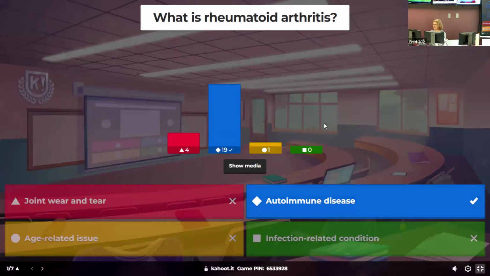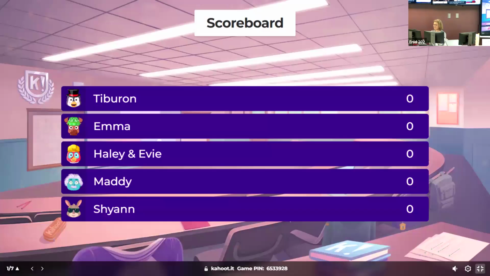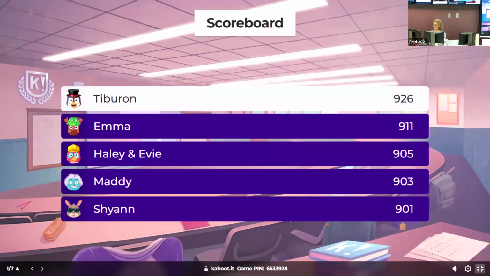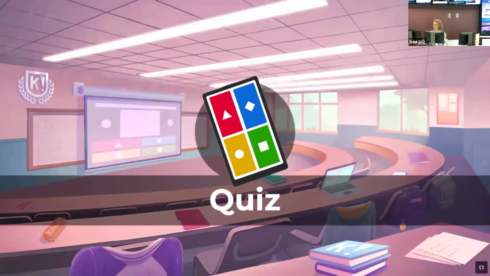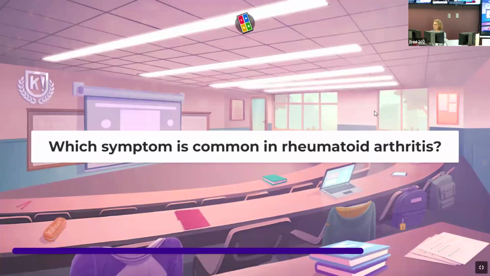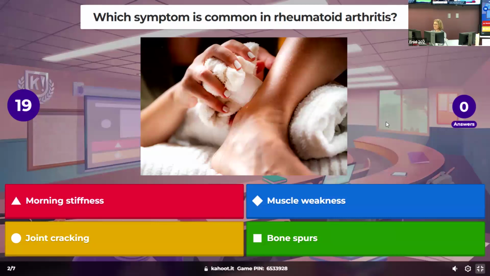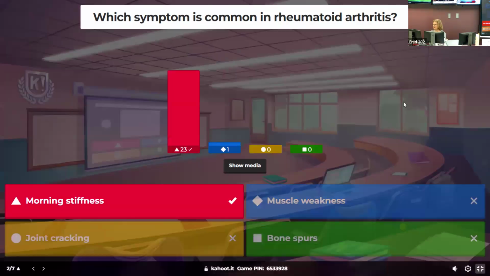Autoimmune disease. We had one age-related issue and joint wear and tear. Those are things that you would see in osteoarthritis. Hey, morning stiffness, good job. Muscle weakness, that would be with osteo.